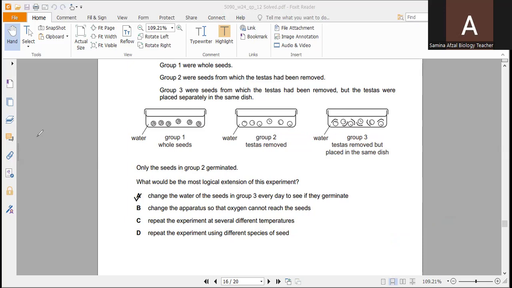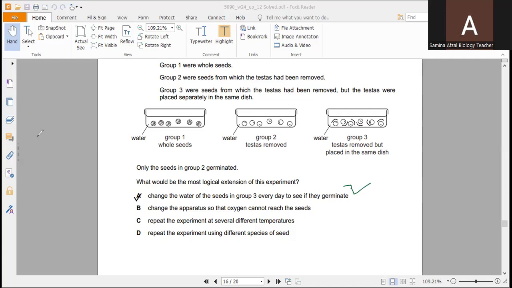So first of all, we will go with the first option. Change the water of the seeds in group 3 every day to see if they germinate. This is the most logical extension. How? If the inhibiting chemical is water soluble, changing the water would remove it, potentially allowing the seeds in group 3 to germinate. This would further support this hypothesis. If we are changing the water, it means we are removing that chemical which can inhibit the germination of the seeds. So this statement is correct.